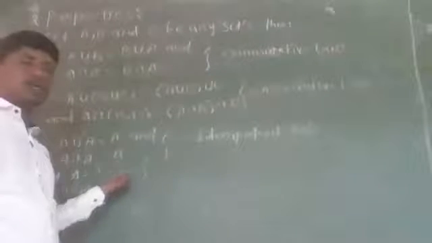Let A be a set which contains elements A, B, and C. Now, A union A equal to ABC union ABC, and we know that there is no element repeating in any set. That is, union of ABC union ABC will be equal to ABC, which is nothing but the set A.